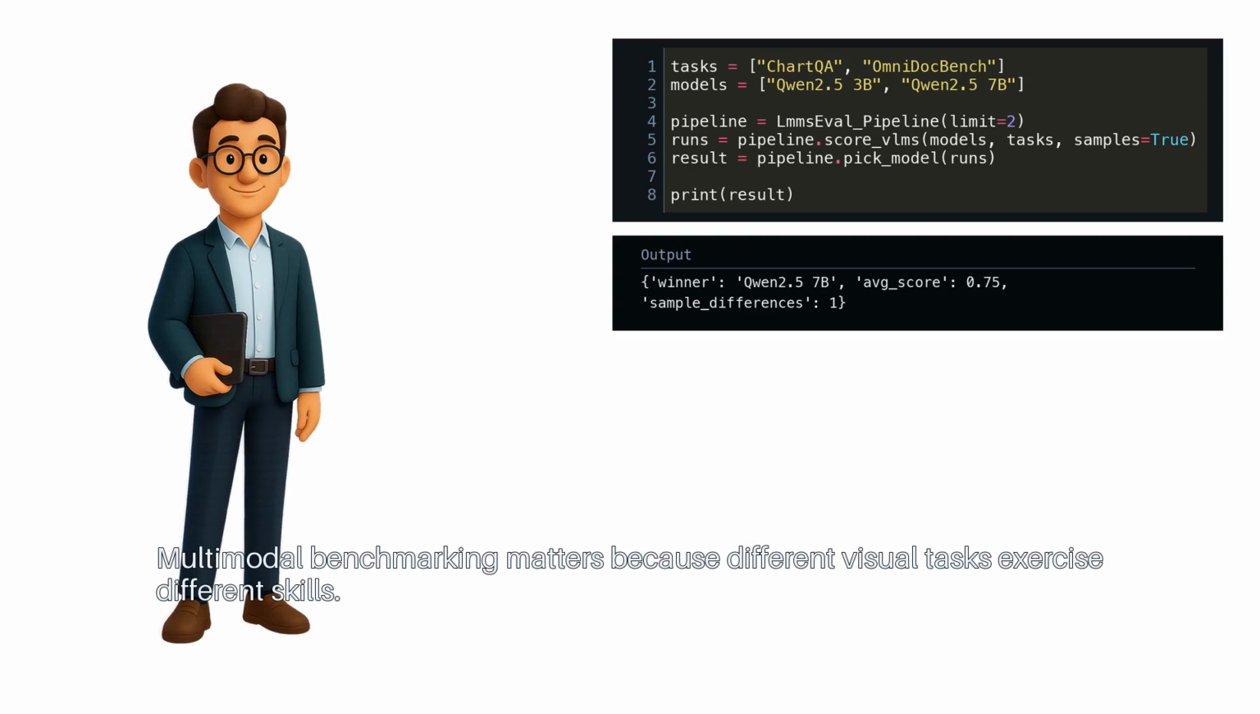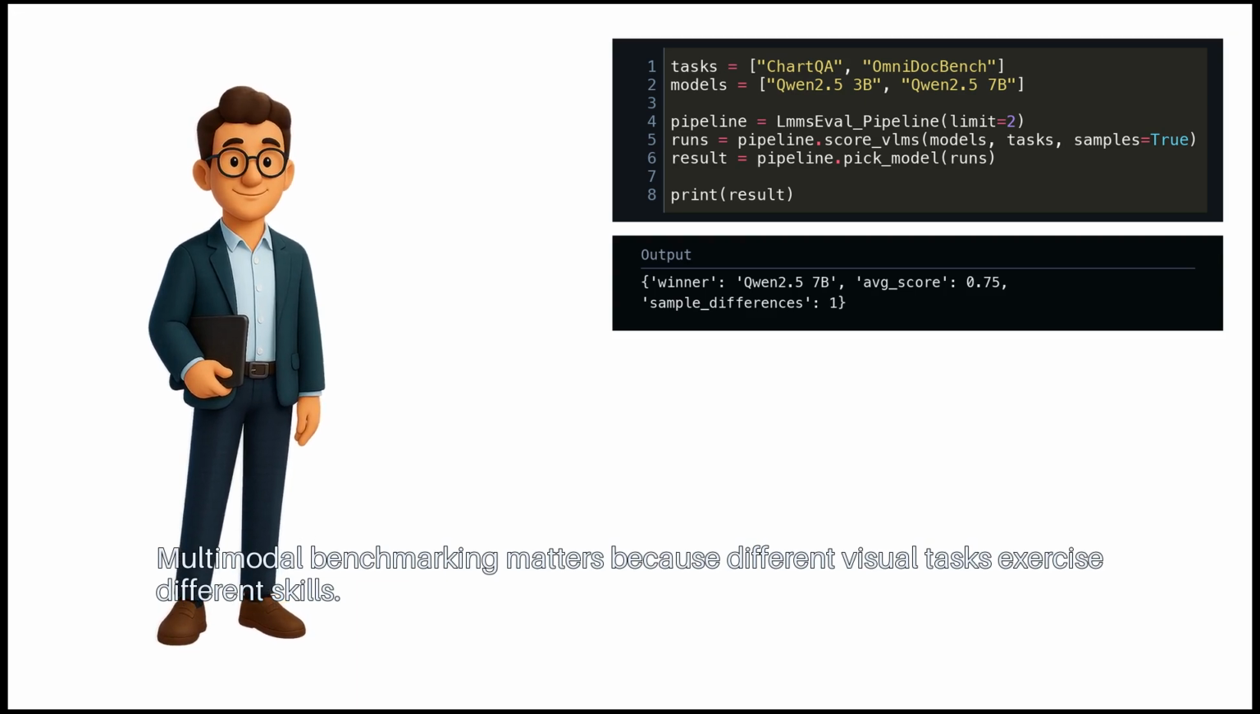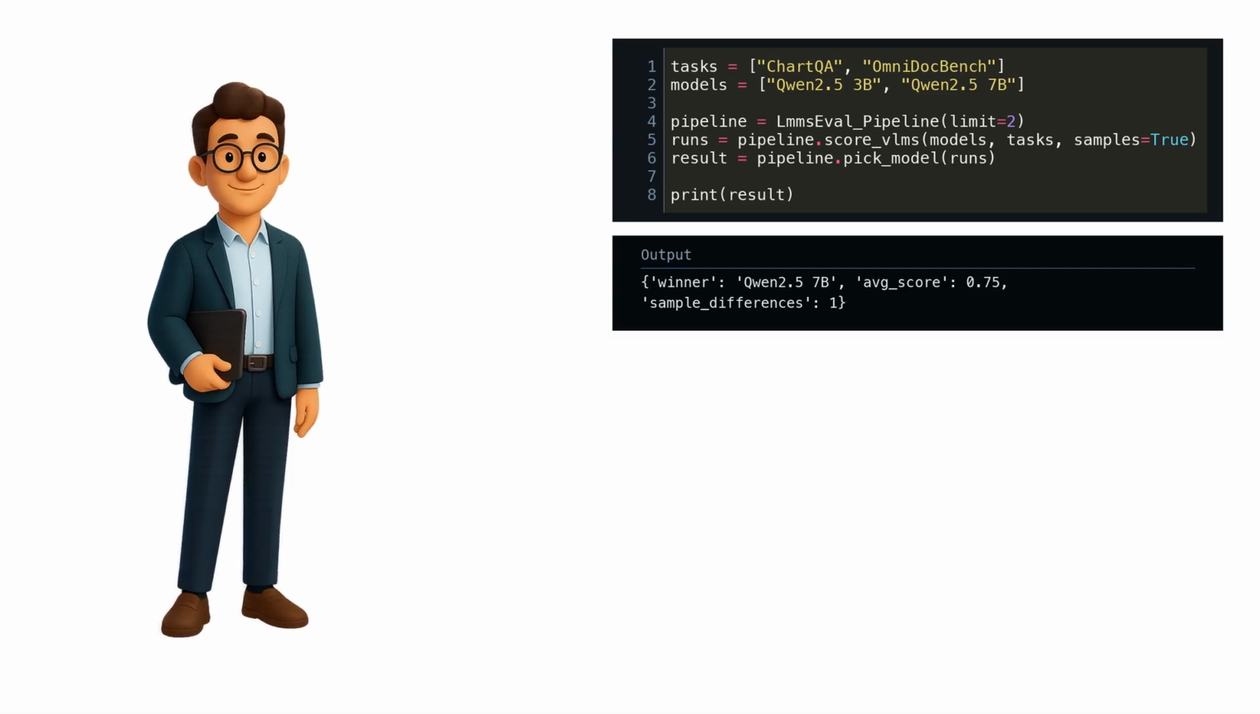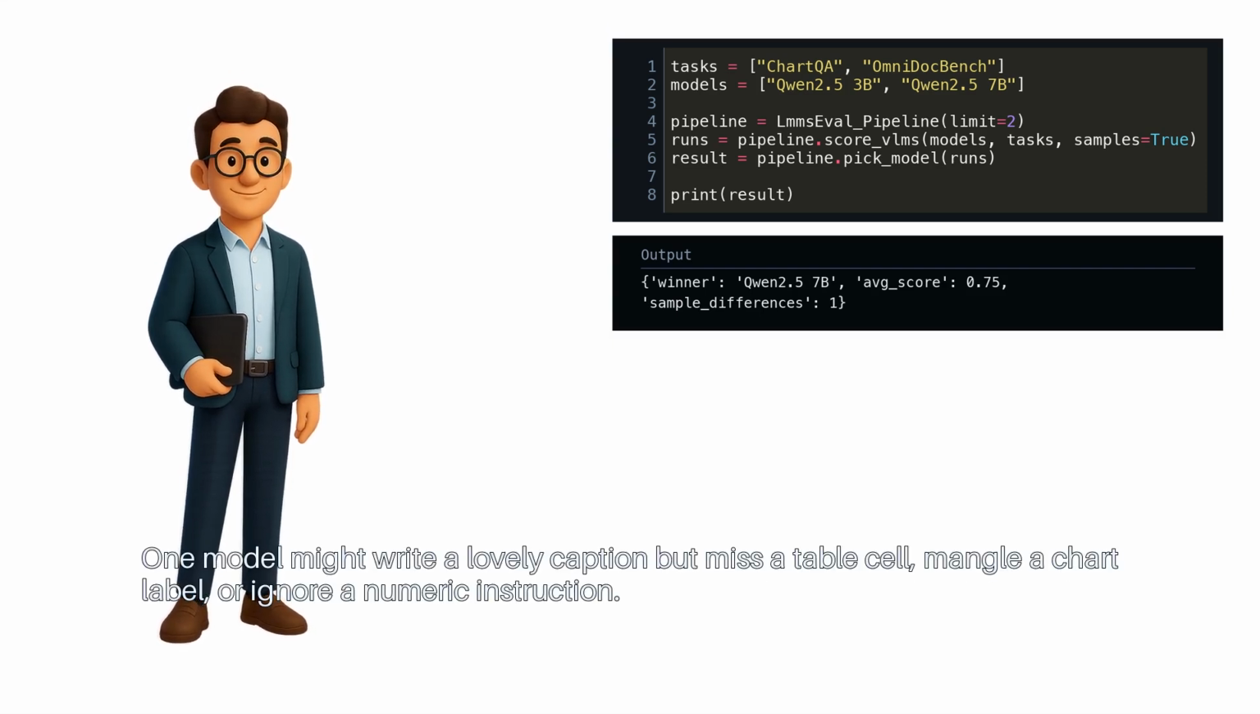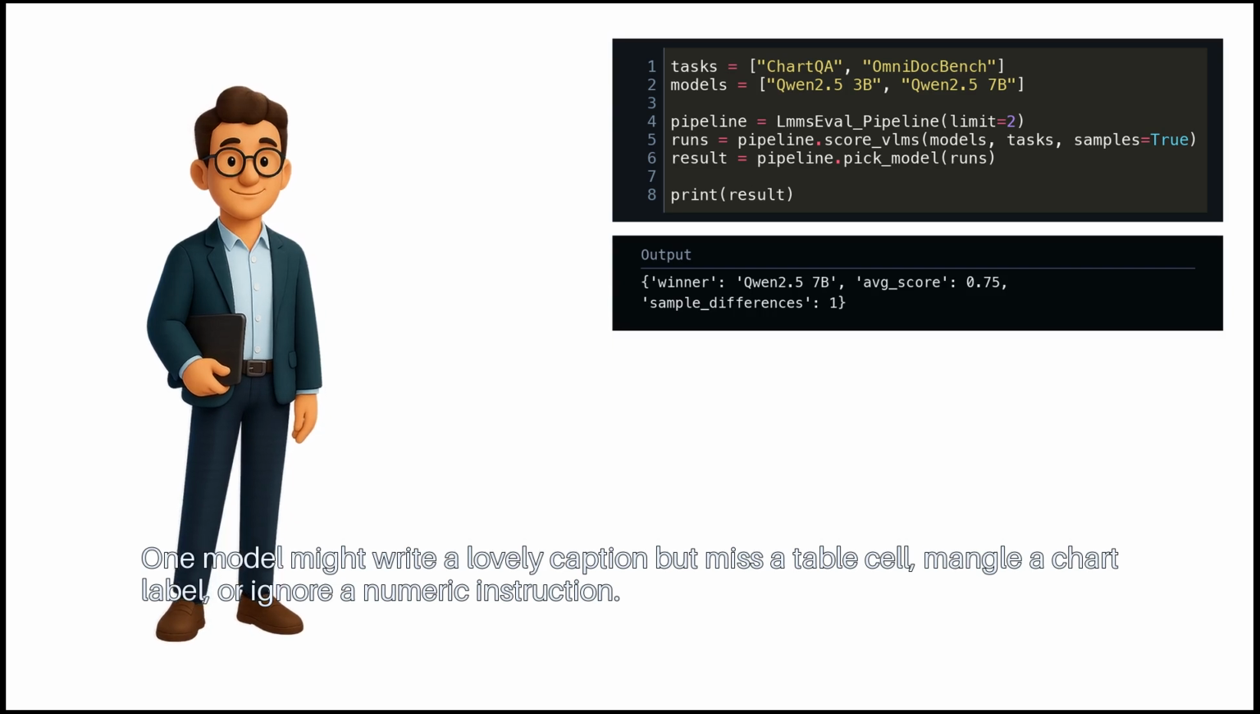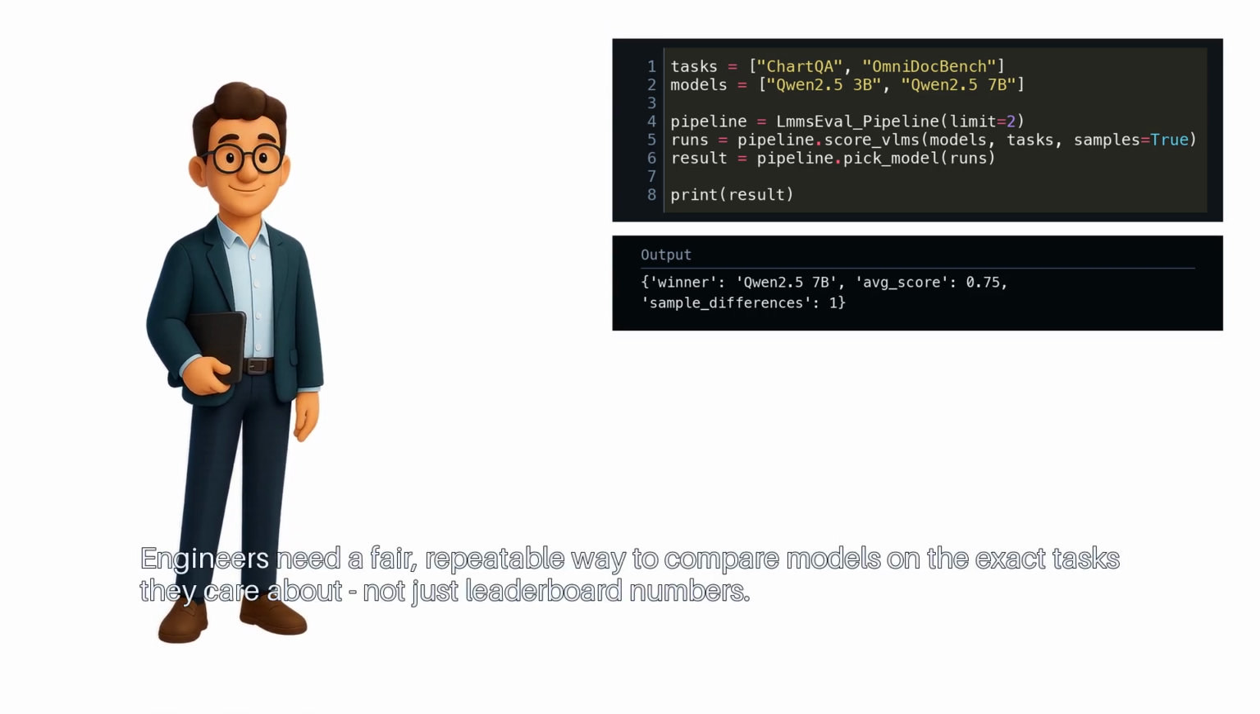Multimodal benchmarking matters because different visual tasks exercise different skills. One model might write a lovely caption, but miss a table cell, mangle a chart label, or ignore a numeric instruction. Engineers need a fair, repeatable way to compare models on the exact tasks they care about, not just leaderboard numbers.